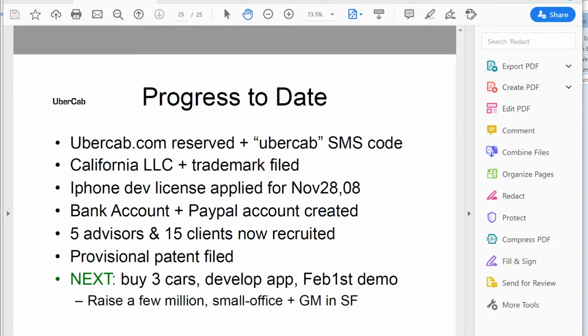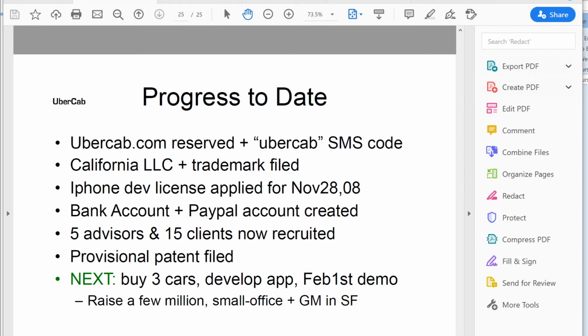You see ubercab.com reserved the SMS code so they can send out text messages. They also filed for a trademark and registered a California company. They applied for an iPhone development license. They didn't actually develop the app yet, but they applied for a license to develop it. They have a bank account. They have 5 advisors and 15 clients now recruited. 5 advisors could just be 5 friends or their professors.